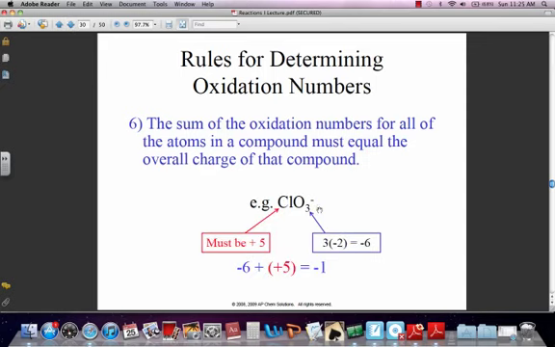Here, this is chlorate. Its overall charge is -1. So oxygen, once again, is -2. There's 3 of them, so that's -6. Chlorine, in this instance, must be +5. The +5 and the -6 gives you an overall charge of -1.